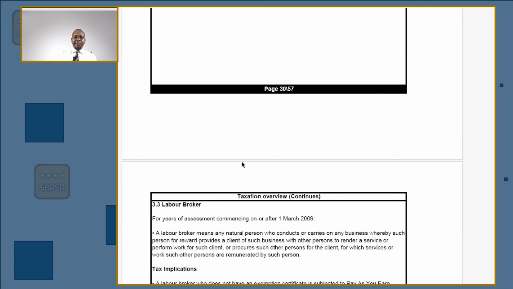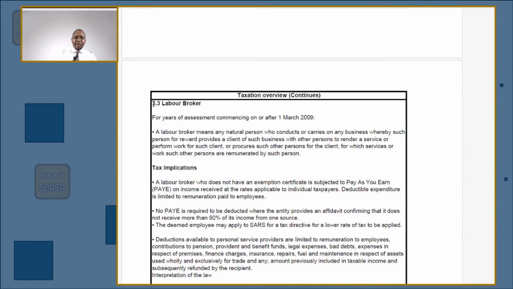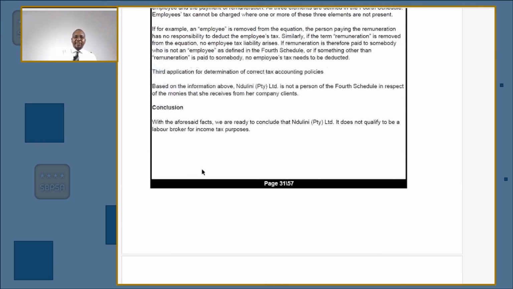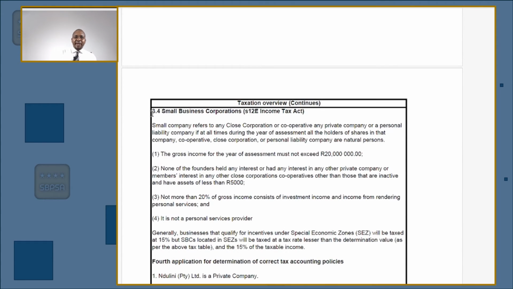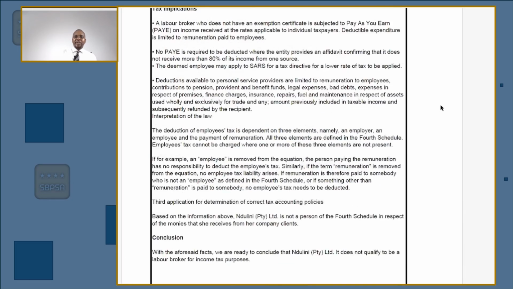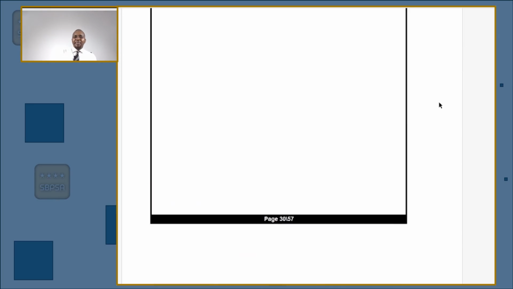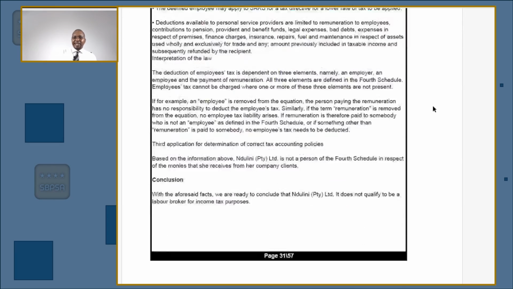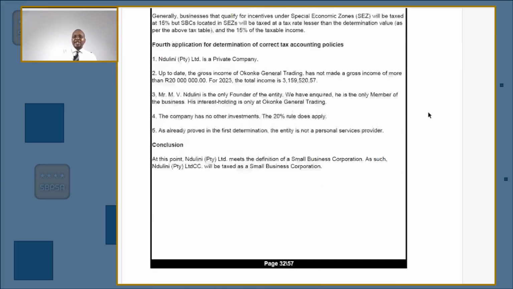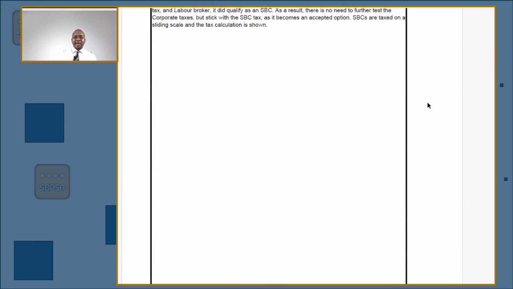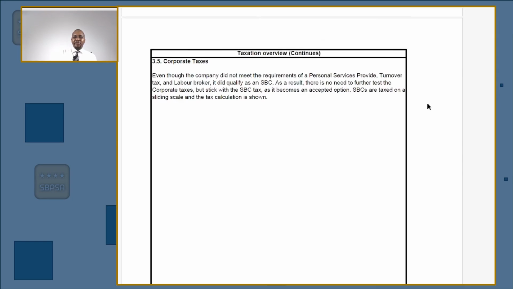Then if turnover tax is not working, you're going to test yourself as a labor broker. If that one is not working, then as a final step, you are a small business corporation in terms of Section 12E of the income tax. That is now a tax overview which needs to be tested. Okay, we test it here so that everyone who is looking at your financial statements understands what type of taxes are affecting you, how those taxes are affecting you, and the determination of those steps in terms of how they affect you. The last is the corporate taxes, that is a straight 28% there.